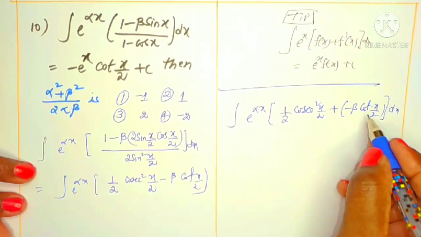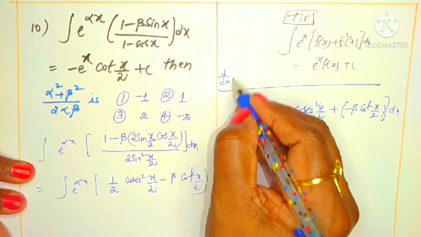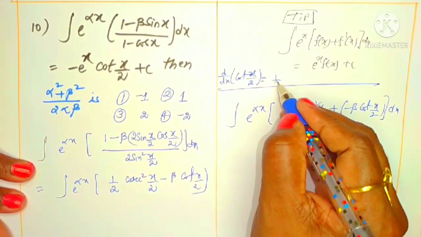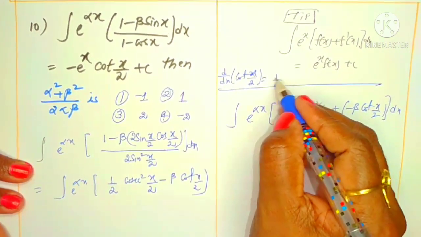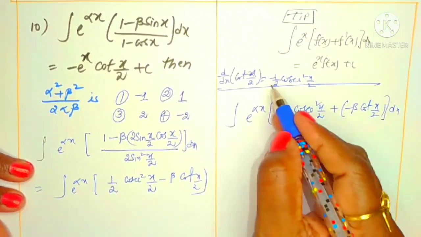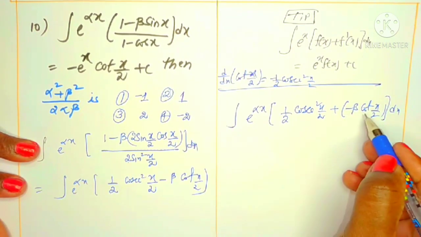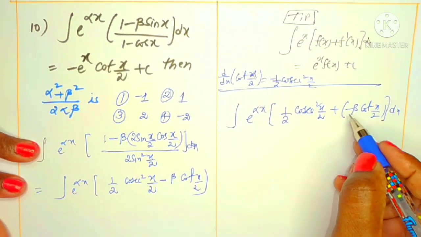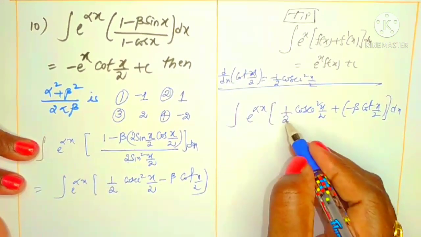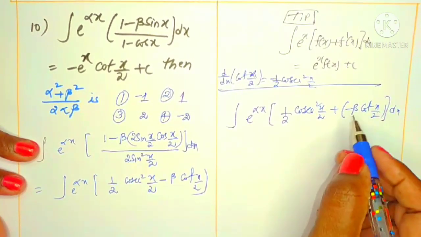Right, we can understand what the derivative of cot x by 2 is. What is the derivative of cot x by 2? The derivative of cot x by 2 is minus 1 by 2 of cosecant square x by 2. If it is minus cot x by 2, the derivative is plus 1 by 2 cosecant square x by 2. Means what? This derivative here, it is in the form of what?